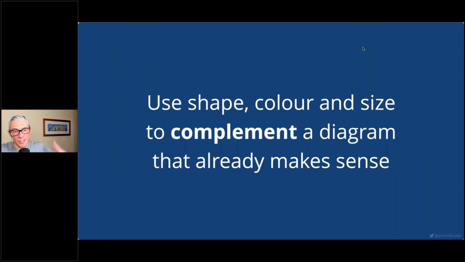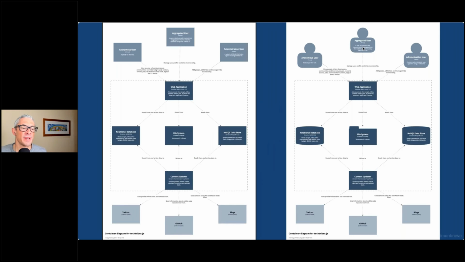So yeah, use shape, use color, use size to complement a diagram that already makes sense, but don't use things like color to portray lots of primary information. Because of two things really, black and white printers and things like red-green color blindness, that's actually quite predominant. One of the reasons we want to use shapes and color is because it makes the diagrams look nice. That's a big part of this. If your diagrams look nice, they're going to draw your readers in. And also it gives the elements a bit more visual distance.